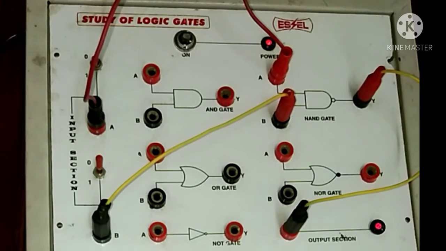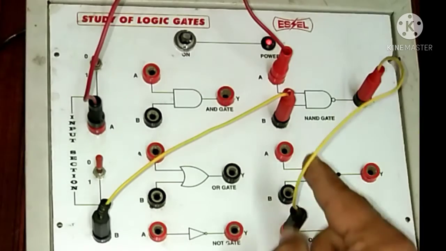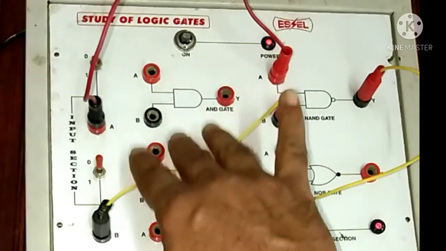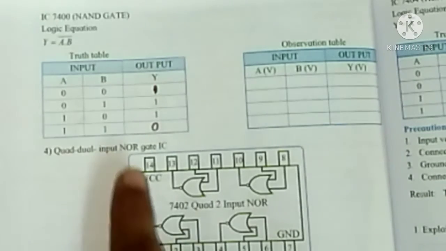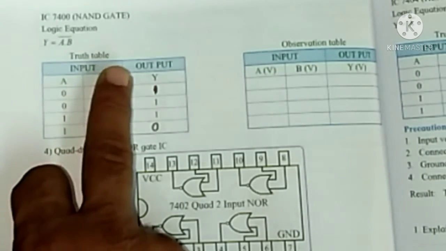Here, we want to verify the truth table of the NAND gate. For the NAND gate, there are 2 inputs and only 1 output. This will be the output of the NAND gate, and these will be the 2 inputs. Then here we know the Boolean equation of the NAND gate.